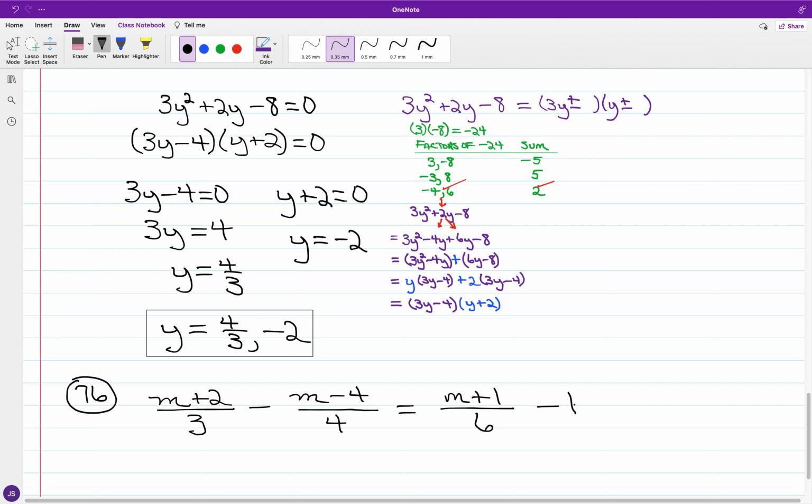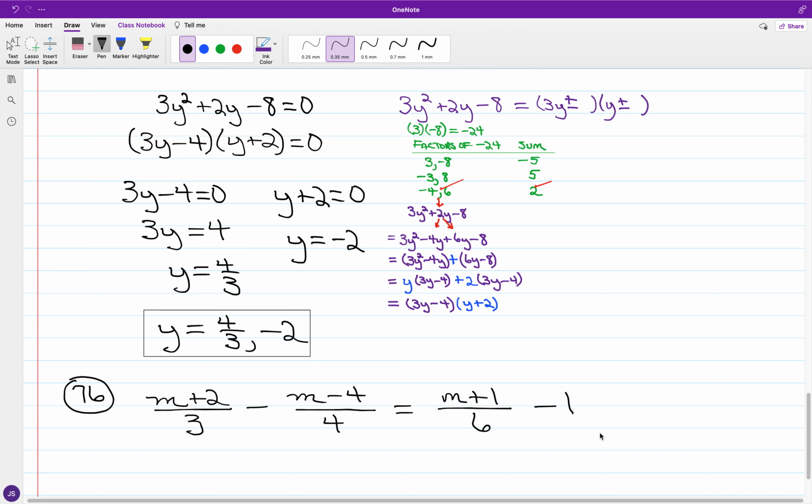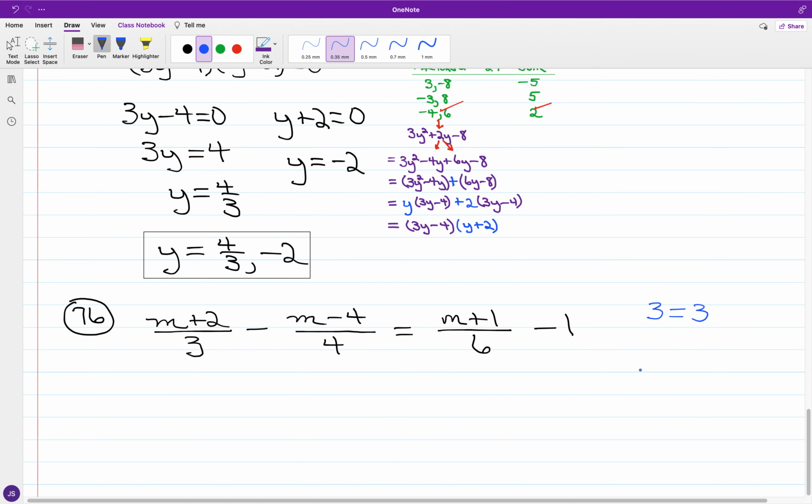minus 1. So you have three fractions, and on the far right we just have the negative 1. And you can probably already see what the smallest value will be upon which all of 3, 4, and 6 will go into. I'm just going to draw out the prime factors. So 3 is already a prime number. In the case of 4, it's 2 times 2. And for 6, this will factor out to 2 times 3.